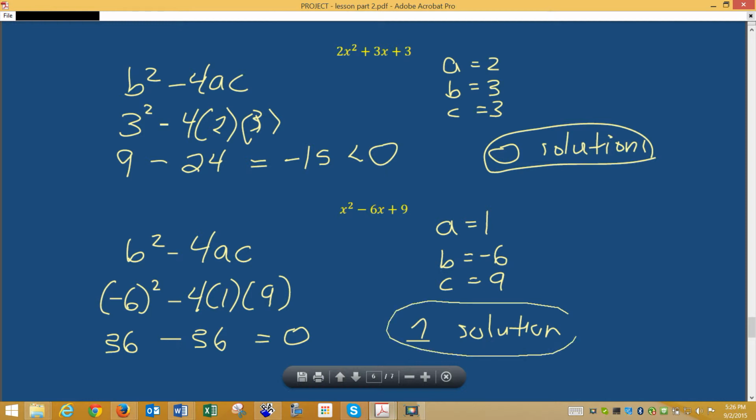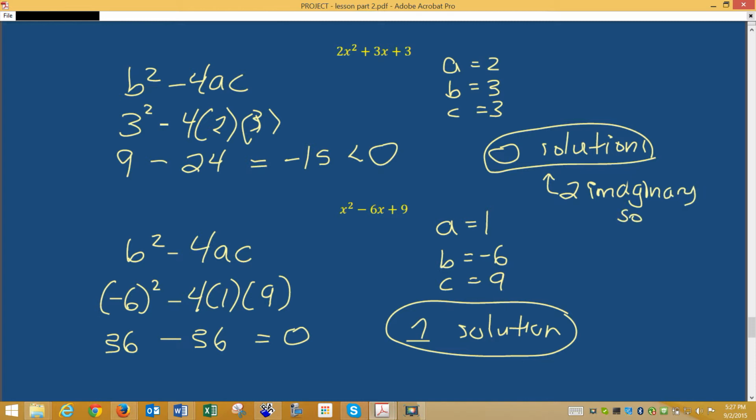And you might see this written as there is one real solution, versus this you might see as two imaginary solutions. Or it might say no real solutions. That all means the same thing. Okay, so that's type 1 with the discriminant.